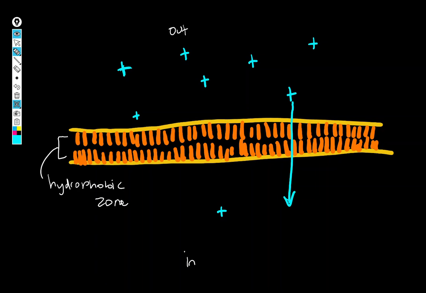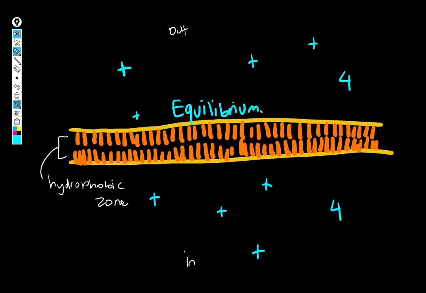And if I then asked you, okay, so when do you think they would stop moving? You would probably tell me that they stop crossing the cell membrane when there's an equal number of pluses on each side of the membrane. So now that I have 4 pluses here and 4 pluses here, there's not going to be any net movement of pluses across the membrane because we have reached equilibrium. So now there's no net movement, meaning we're not going to do any more work.